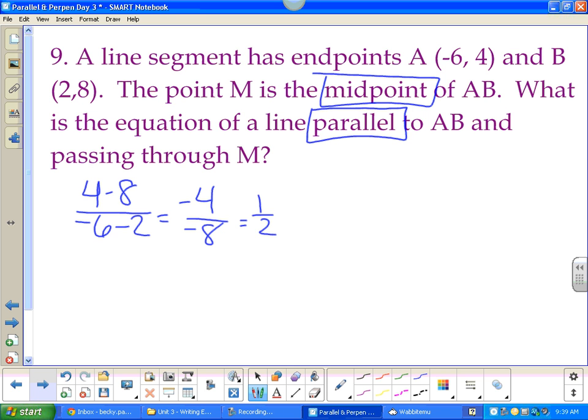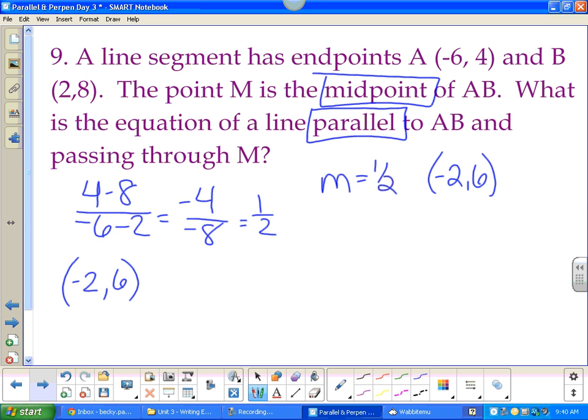Now if I'm parallel to him, my slope is also a 1/2, because parallel lines, you don't change the slope. But I need the midpoint. So now I'm going to find the midpoint of AB. So this is where you add in half. So -6 plus 2 is -4. Half that's a -2. 4 plus 8 is 12. Half that's a 6. So I go through the point -2, 6.